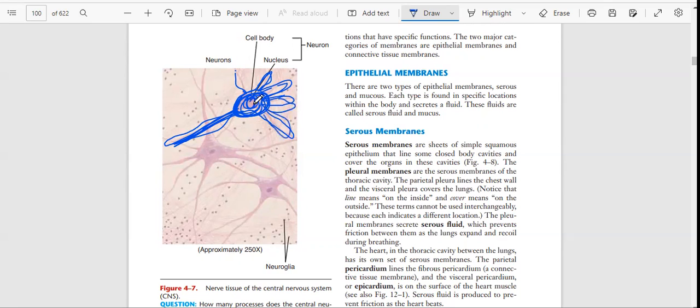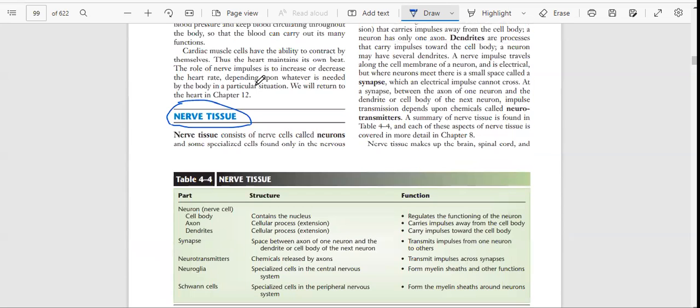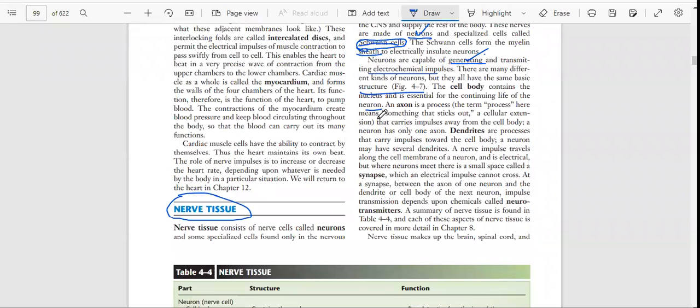In the cell body you have the nucleus. What does the cell body do? The cell body contains the nucleus, because the nucleus is the essential thing in every cell. It gives every function: what function you have to do and in which condition, the nucleus decides everything. And the axon is the process. The term process means something that sticks out, a cellular extension that carries impulses away from the cell body. A neuron has only one axon.